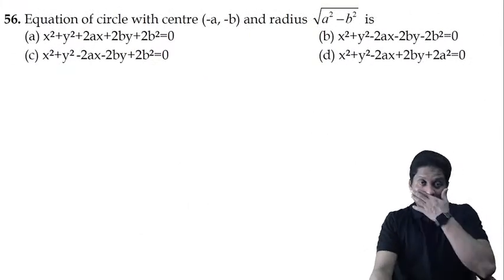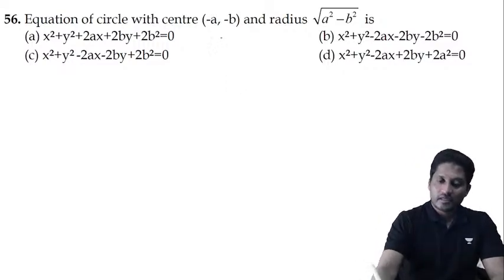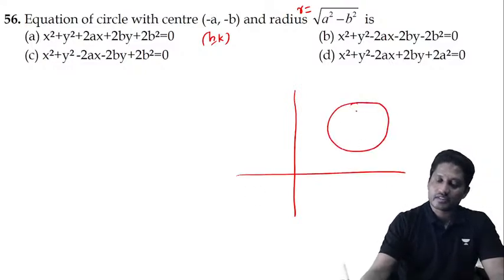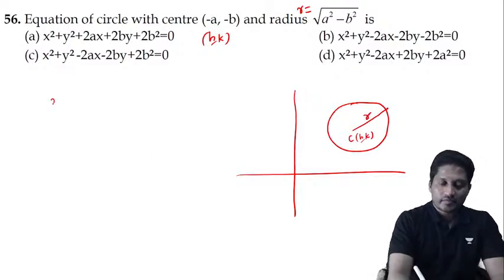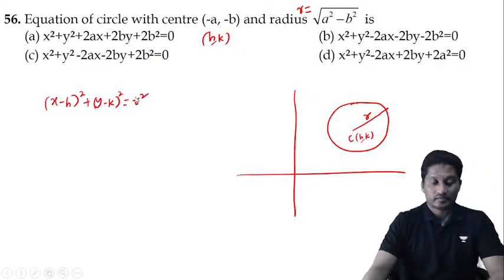Question number 56. Equation of a circle with center (minus a, minus b) and radius. This is easy. This is h comma k, right? And this is the radius. If you know the center and if you know the radius, suppose you have a circle, you know the center (h, k), radius is r. If I use the central form, equation of the circle is (x minus h) the whole square plus (y minus k) the whole square is equal to r square.